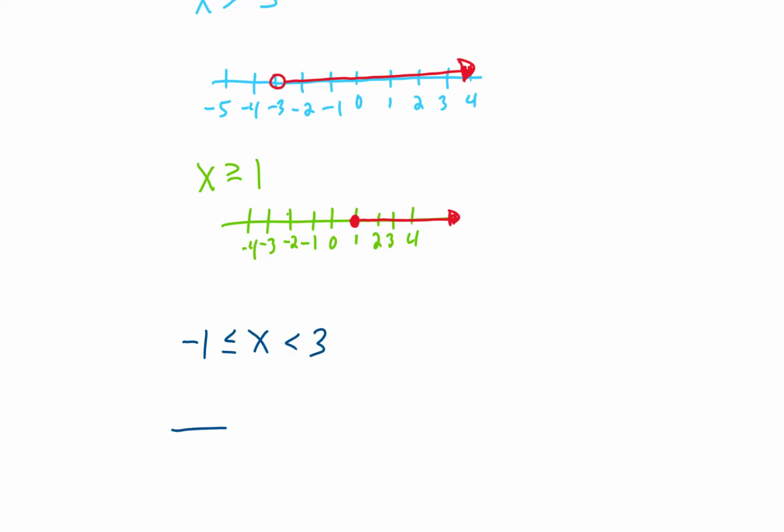And here is how we would draw this compound inequality solution. x has to be greater than or equal to negative 1, so we're going to use a closed circle at negative 1. x has to be greater than or equal to that, but x also has to be less than 3. So we're going to use an open circle at 3, and this compound inequality is represented by this piece of the number line right here. Okay, so those are the basics of inequalities.